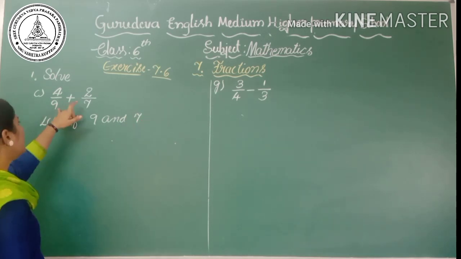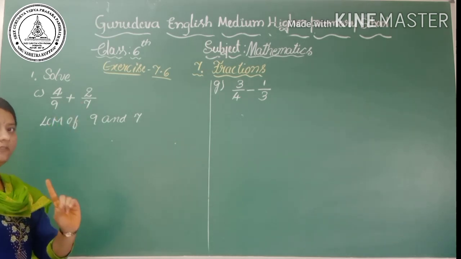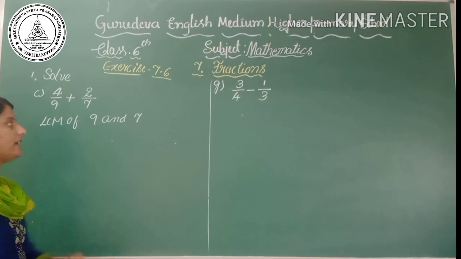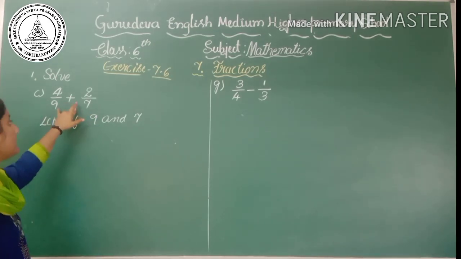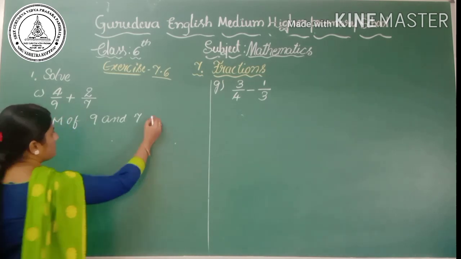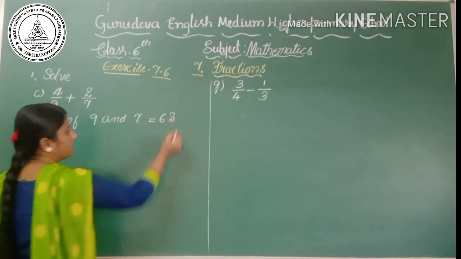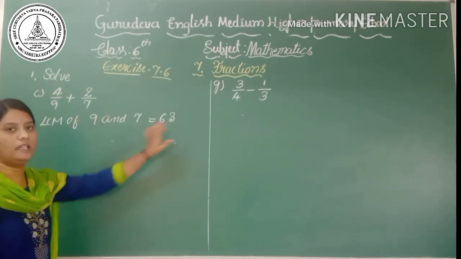See here, 9 and 7 are co-prime numbers having only one common factor, which means 1 is the common factor. So what is the LCM of these two co-prime numbers? That is the product of the two numbers. 9 times 7 is how much? 9 times 7 is 63. Make the fractions with the denominator 63.